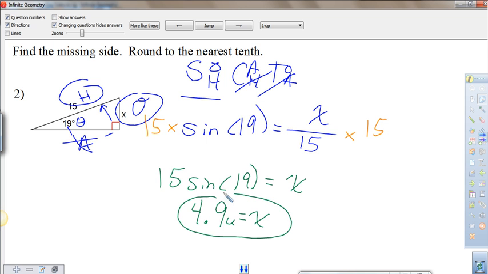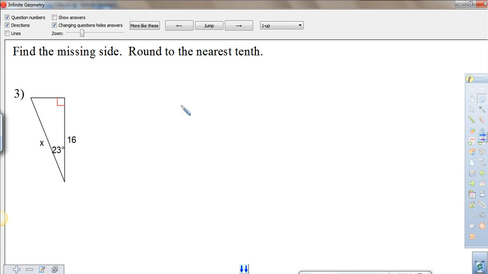Okay? It actually gives you, like, feet. Make sure you put feet. Or meters, inches, centimeters, or whatever.